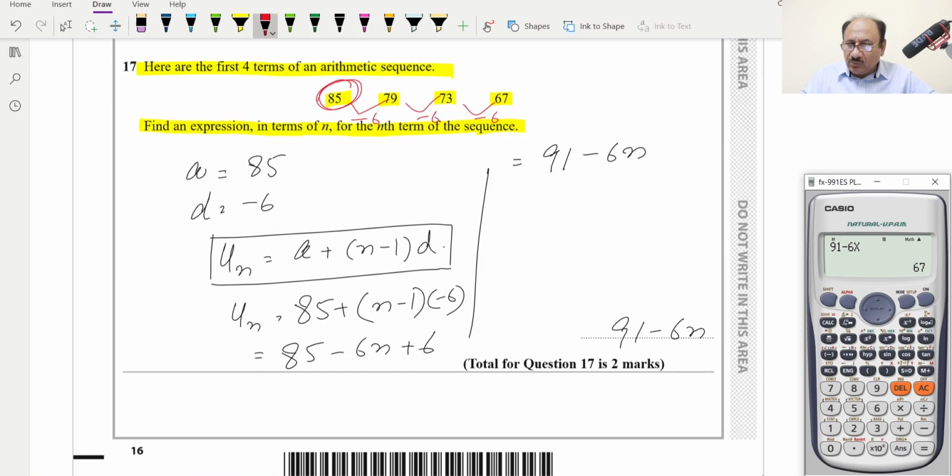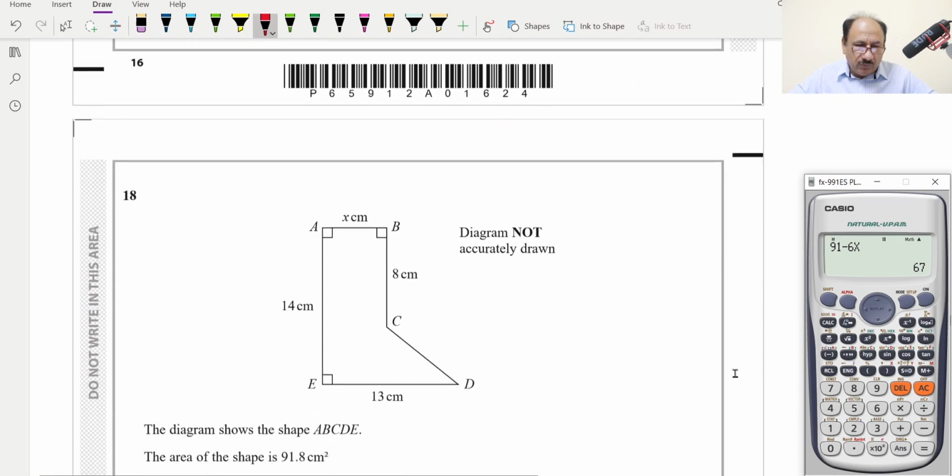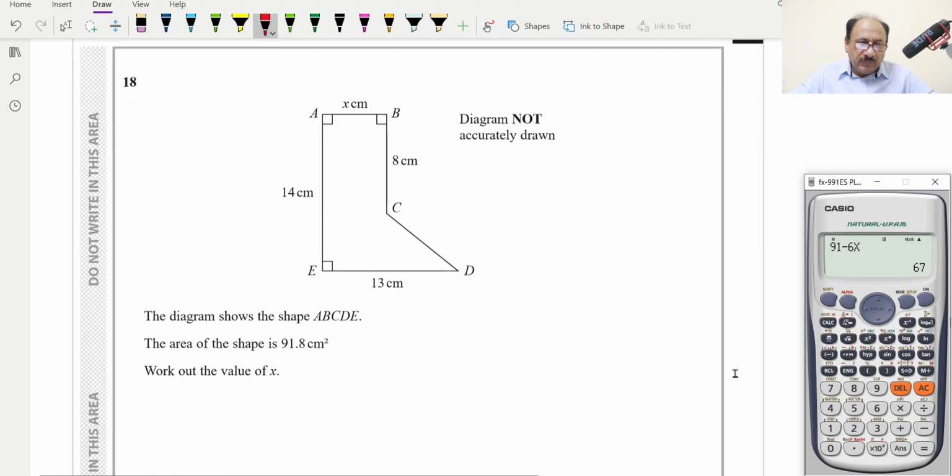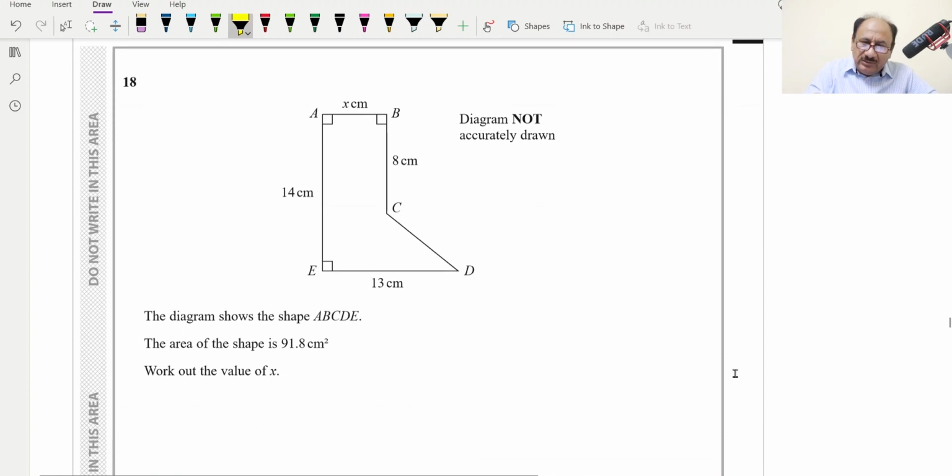So this is a calculator check which you can do while sitting in the examination hall, so that you should be 100% sure that whatever you are providing as your answer is correct. So this is the check which I have also provided to you. Hopefully you understood this. Now question number 18.